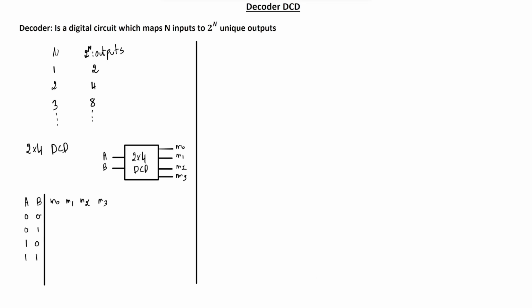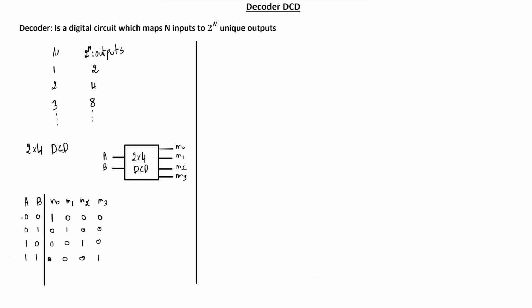So when A is 0 and B is 0 for the first row, M0 will be logic 1 or high, and the rest will be 0. For 0 1, M1 will be 1 or high, and the others are 0. Similarly for 1 0, M2 will be 1, and the rest are zeros. For 1 1, M3 will be 1, and the rest are zeros.